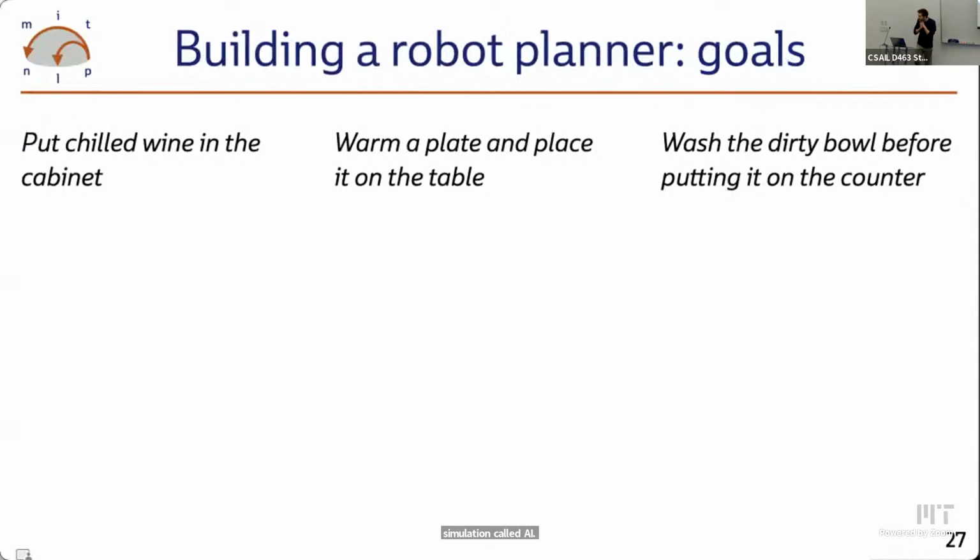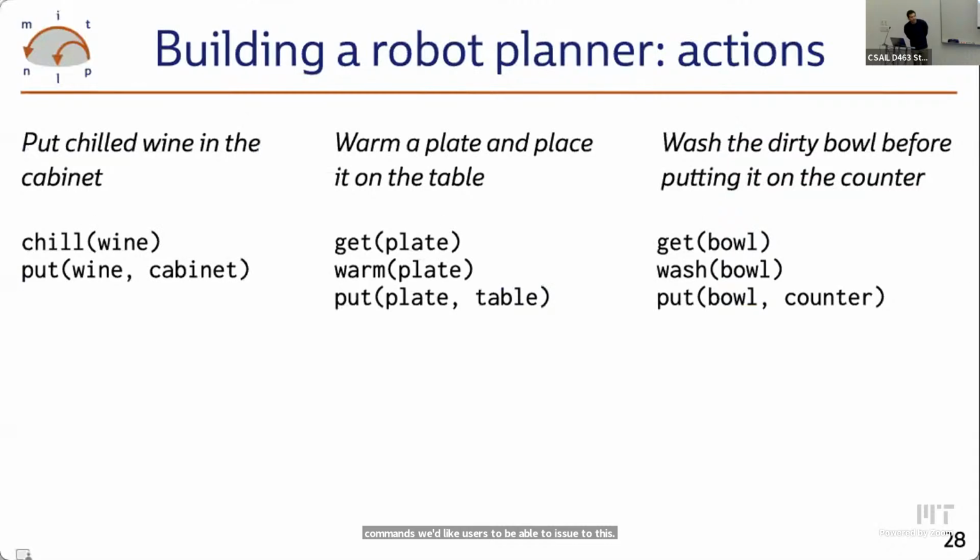Well, maybe she starts to write down some examples of the kinds of commands we'd like users to be able to issue to this system, the kinds of commands that we'd like to be able to interpret. And maybe in the course of planning the system out, she also writes down some high-level symbolic plans associated with each of these natural language goals, expressed in terms of hypothetical high-level actions that maybe we don't even know how to implement right now.